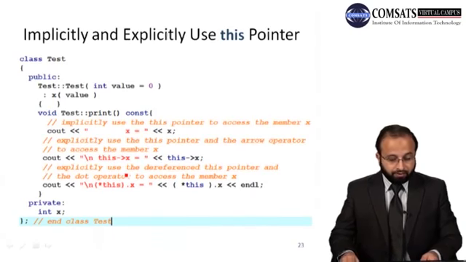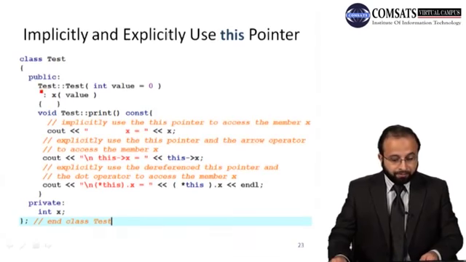So in this example, this is our test class, right? Just ignore this thing, because I have taken this definition that is written outside the definition of the class. So we have a constructor that initializes the value with 0, and if the value is provided, it initializes the value of x with this value, right? So x is a private data member.